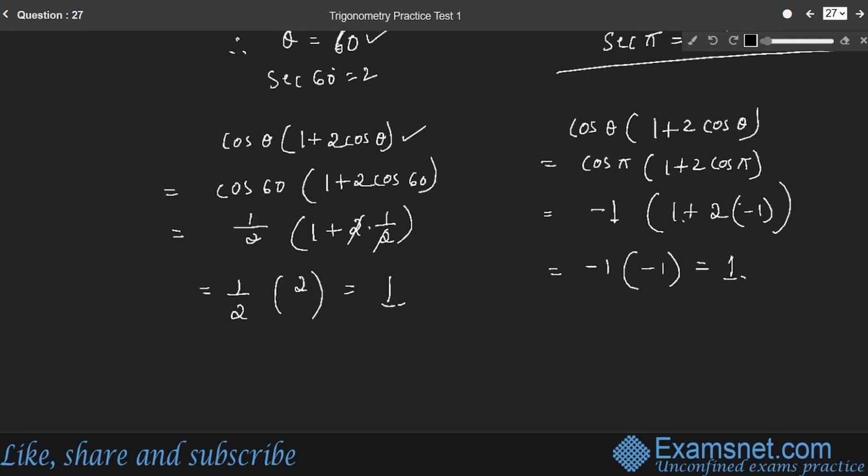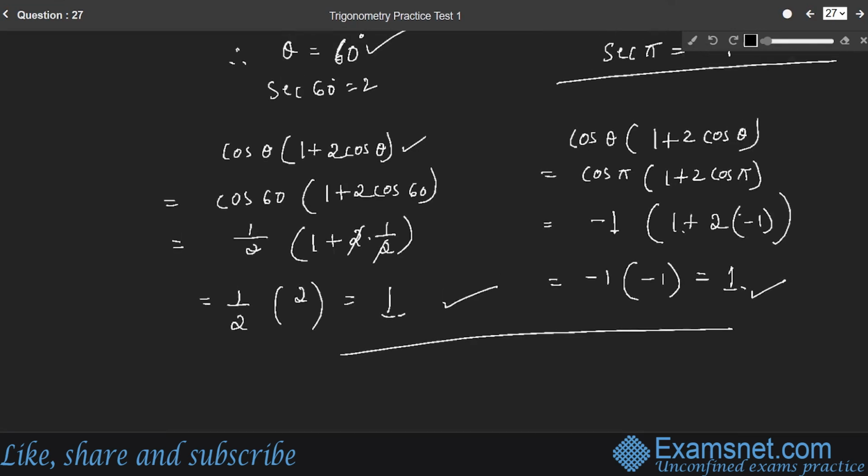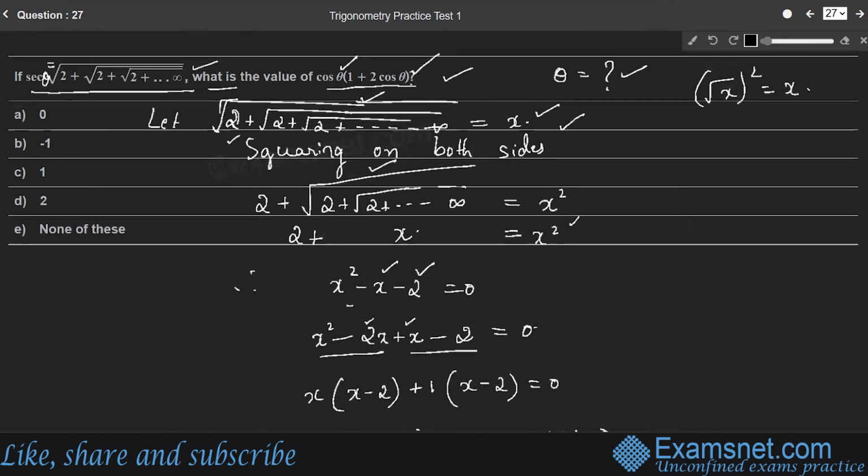So you will have the same value, right? For theta equal to 60 degrees and theta equal to 180 degrees, you will get the same value. Therefore, the value of the given expression is plus 1. Option C is the right answer.